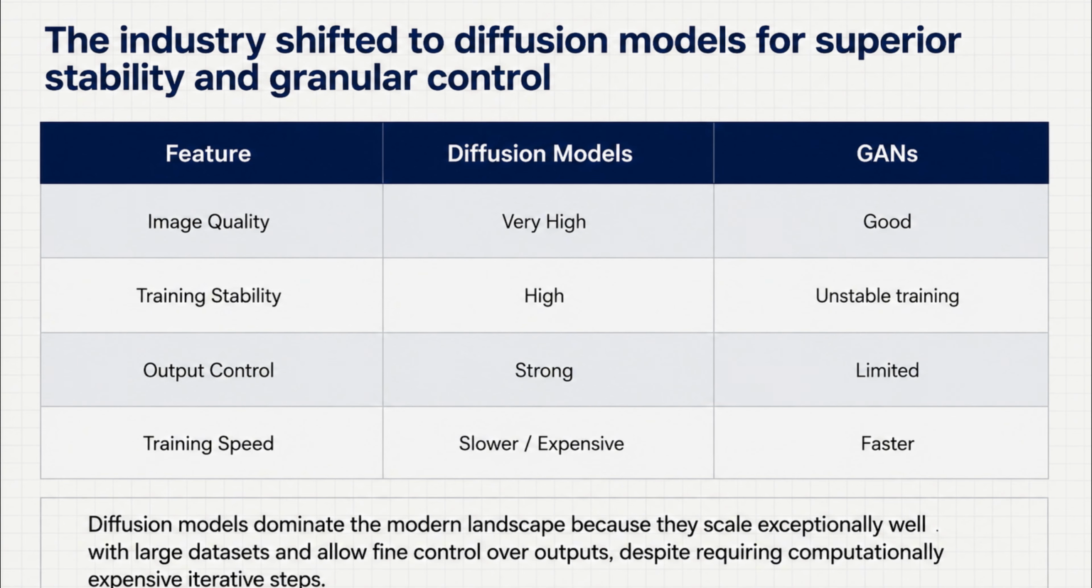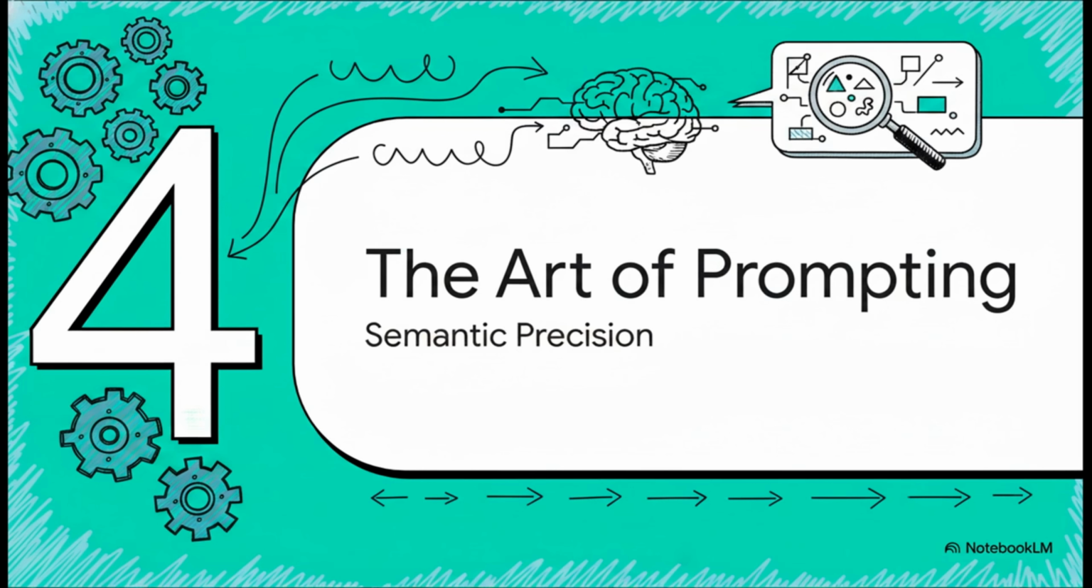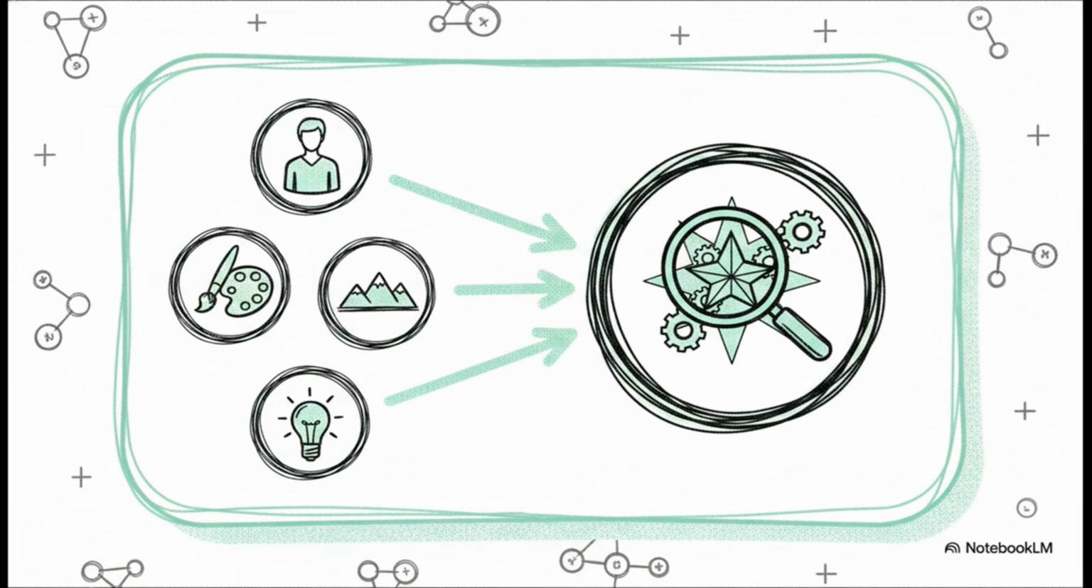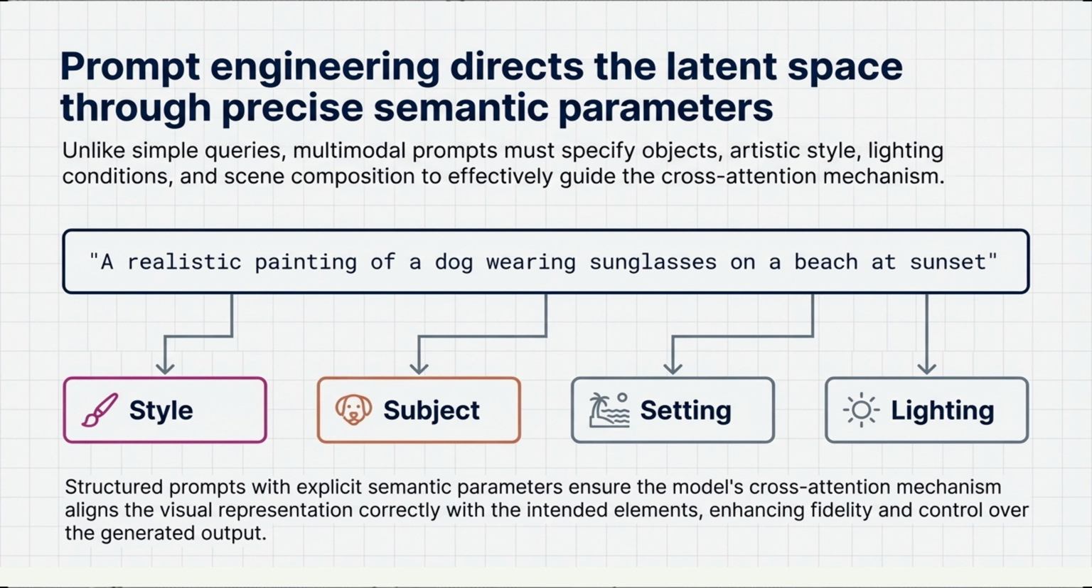In computer science, stability and control are paramount, and diffusion models deliver that beautifully. Section 4. The Art of Prompting. Understanding the engine naturally leads us to how we control it. To effectively guide the cross-attention mechanism we just discussed, simple queries just aren't going to cut it.